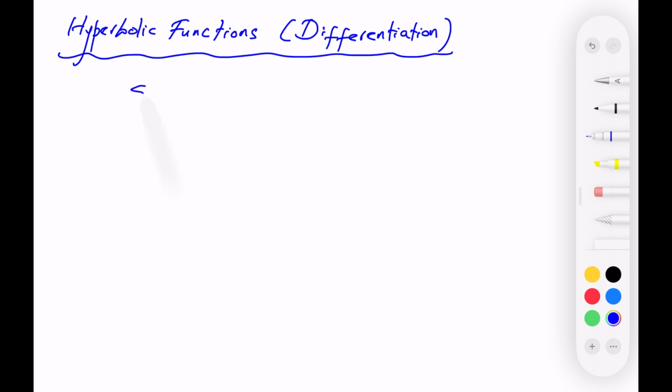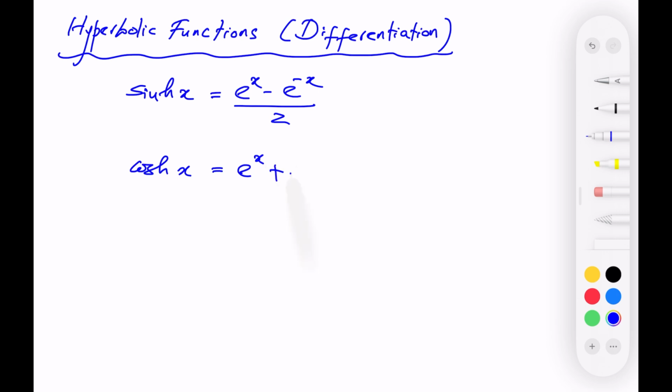We know sinh function, hyperbolic sine x, is defined as e to the x minus e to the negative x, all of that's divided by 2. We know hyperbolic cosine x, cosh x, is defined as e to the x plus e to the negative x, all of that's divided by 2. And then we defined hyperbolic tangent x, tanh x, as sinh x over cosh x.